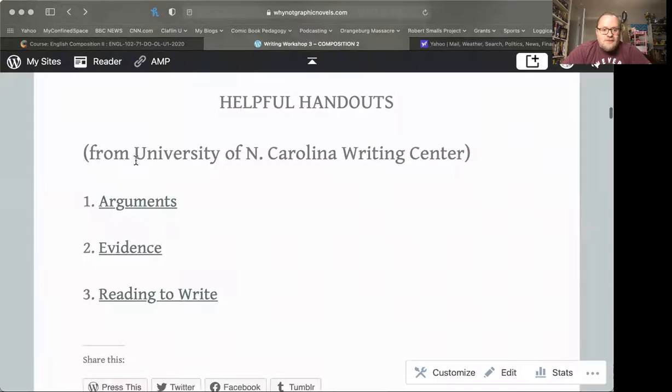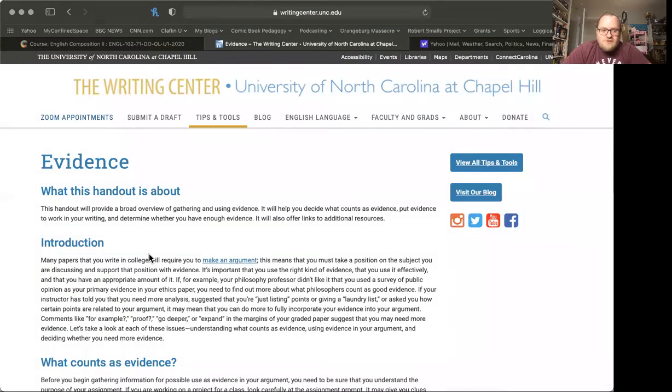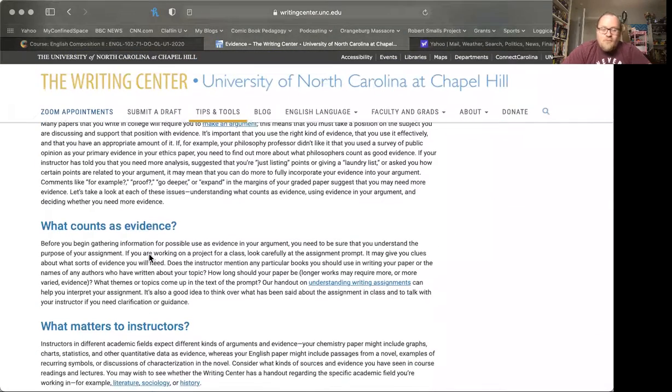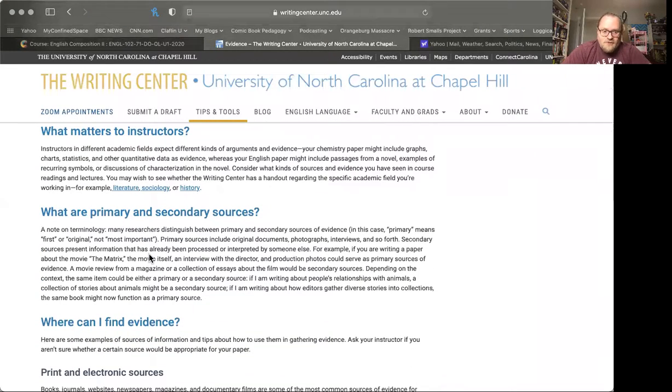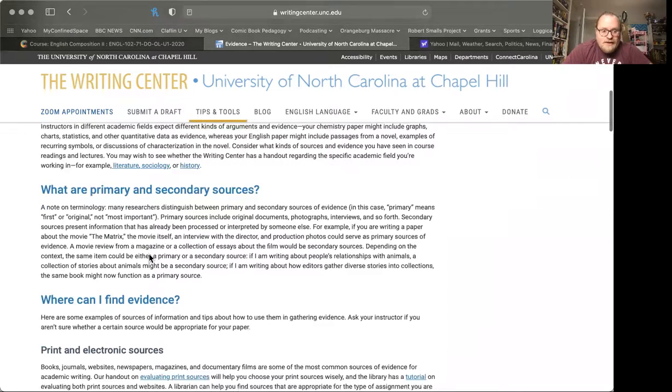Now, what's doubling back here, if I click on evidence, which you will see there, this is talking about what counts as evidence, what matters to instructors, what are the primary and secondary sources. Now that's pretty easy for most of you because your primary source is your graphic novel, okay? And anything else that directly firsthand accounts of whatever it is you're arguing about. Anything else connected typically falls within a secondary source or a tertiary if you get that far out.